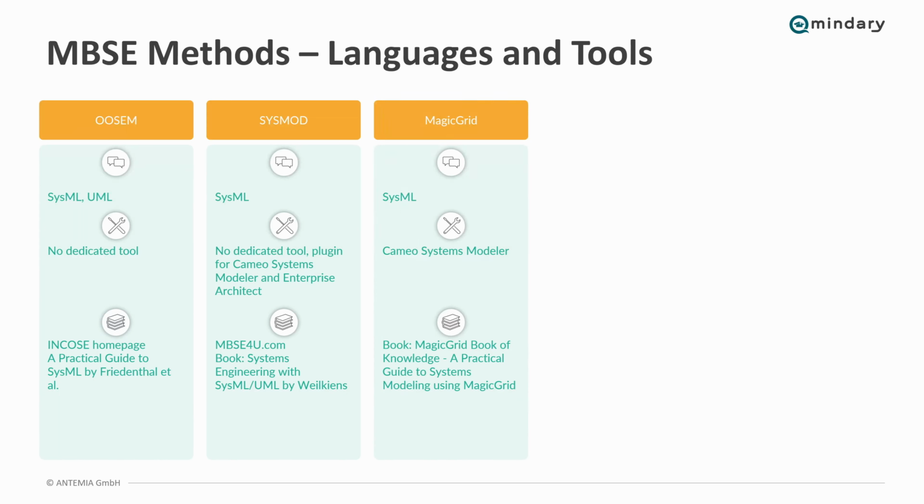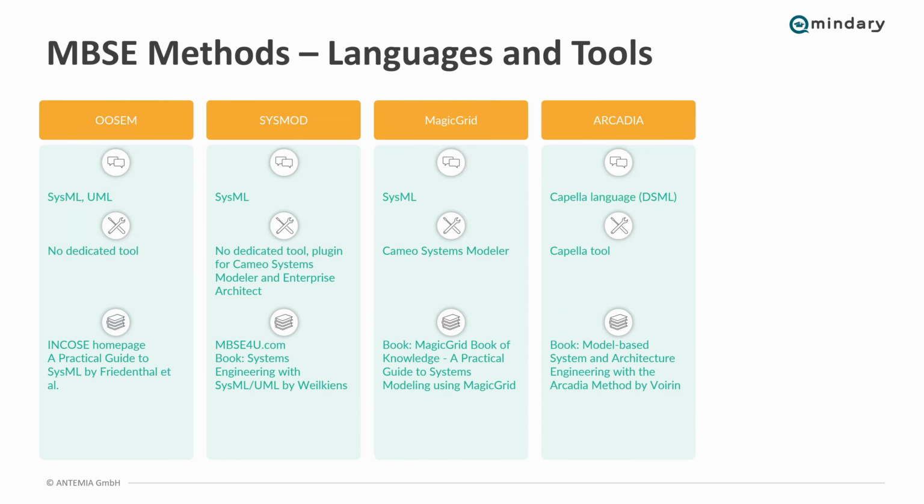Magic Grid is also a SysML-based MBSE method. Magic Grid is in principle tool-dependent but works best in the Cameo system modeler from the SAW. And then Arcadia is based on the Capella language, a domain-specific modeling language. Arcadia is strongly linked to the Capella language and is only used in the Capella tool.